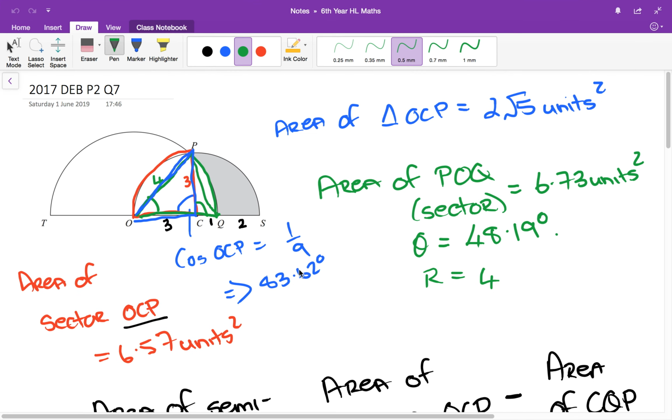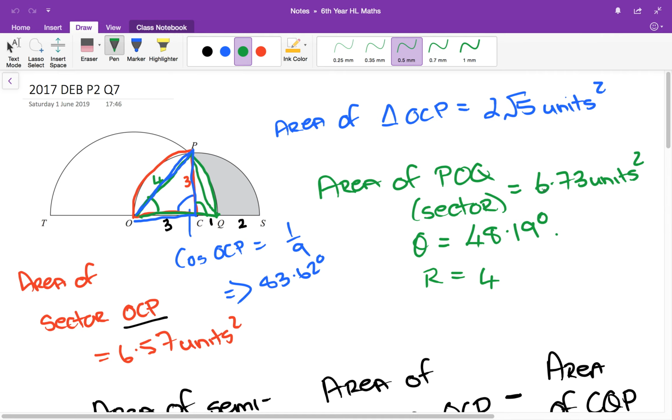Okay, so I went through all of the bits we did to get to these last two parts of this question. So we found out the area of the triangle OCP to be 2 root 5. And the last question we did was to find the two sectors. So area of sector OPQ, we used this as the angle and a radius of 3 to get 6.57, and then area of POQ. So we used an angle of 48.19, the radius of 4 to get 6.73.